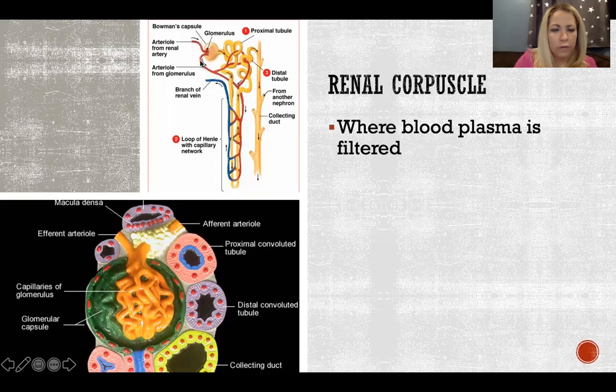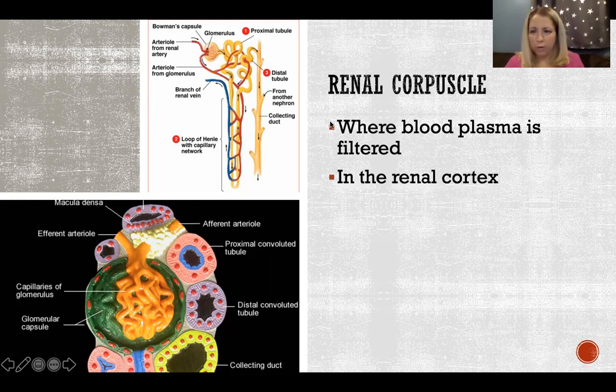We have blood vessels entering in, and then there's a tangled capillary network there called the glomerulus, and then they leave again. Or sorry, it's the other way around. Here it's entering in, tangled capillary network, and then exiting. So this whole thing here is the renal corpuscle.